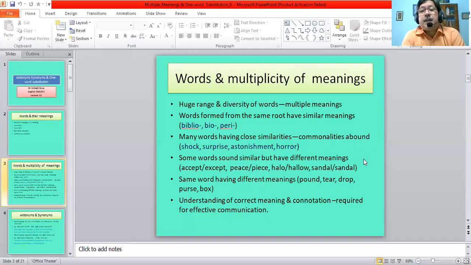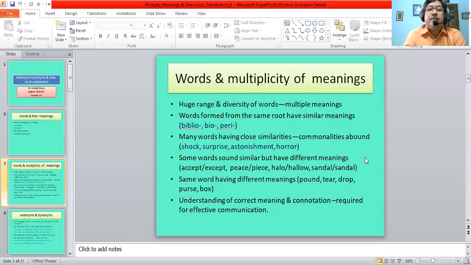So we can see that because of this diversity and multiplicity that exists in the nature of the meanings of English words, the understanding of the correct meaning and connotation is very important. And in order for communication to be effective, both the sender and the receiver need to understand what is the proper and the correct meaning. Otherwise, messages will not be properly communicated across, they will not be understood, or proper feedback will not be received.